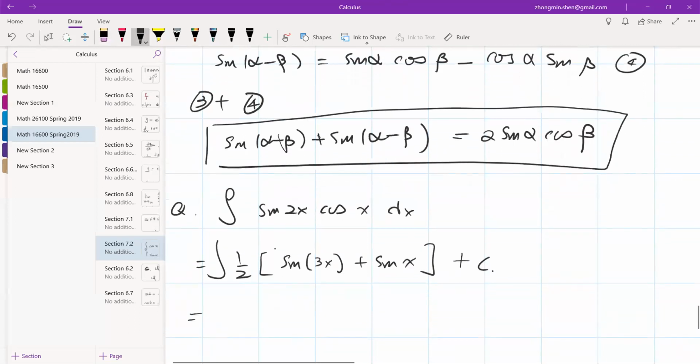Then you find the antiderivative of sine 3x. It would be negative cosine 3x divided by 3. And here's cosine x over 1, so just cosine x, plus a constant. So this is the answer. Yeah, you are applying the formula here.